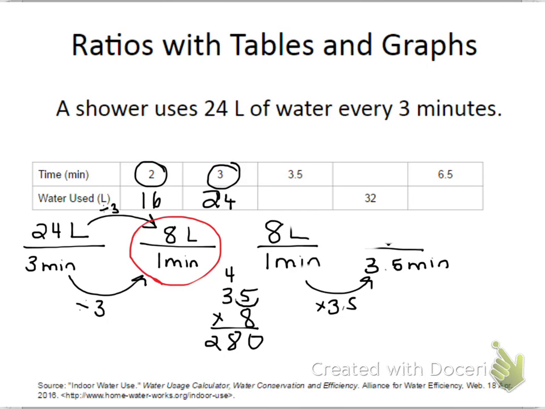Now I have 1 decimal in my factors, so I need 1 decimal place in my answer. So my answer would be 28 liters. So in 3.5 minutes in the shower, we use 28 liters of water. It's a lot of water.